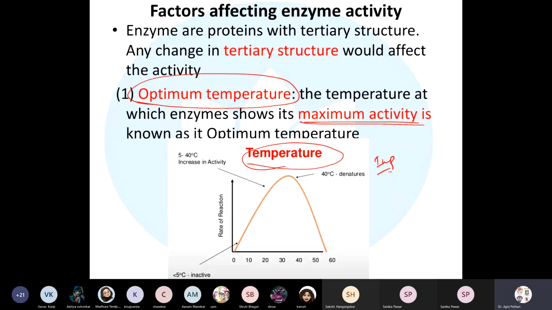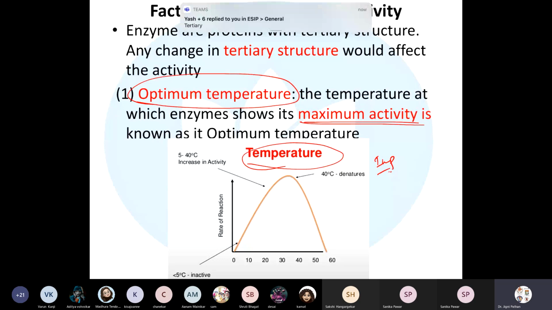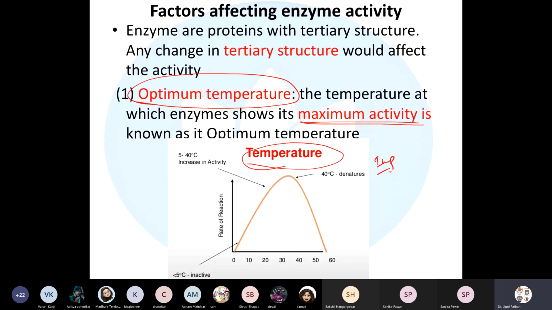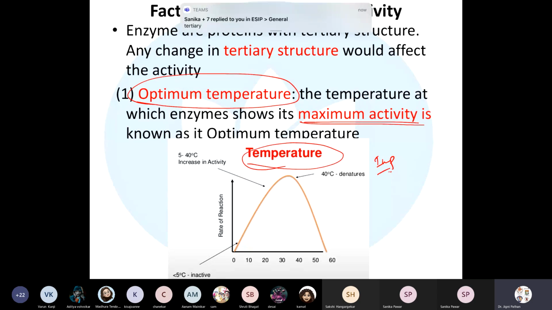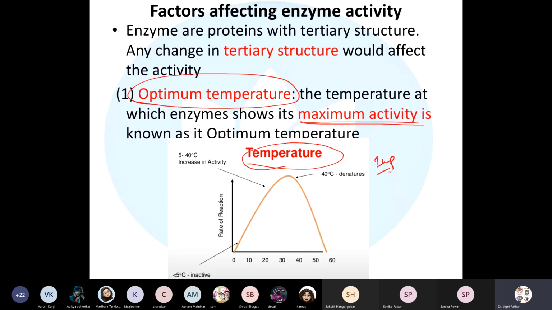So at which structure are the enzymes active? Primary, secondary, tertiary, quaternary? Tertiary. Very good. Any changes that affect the tertiary structure will affect the activity of the enzyme. Remember this. Is this point clear? Okay.